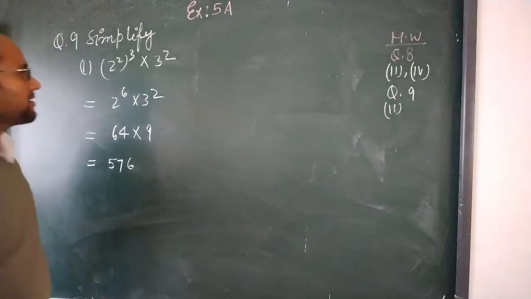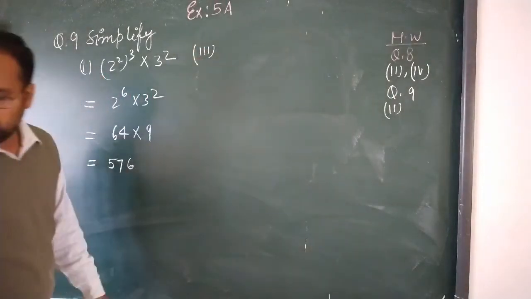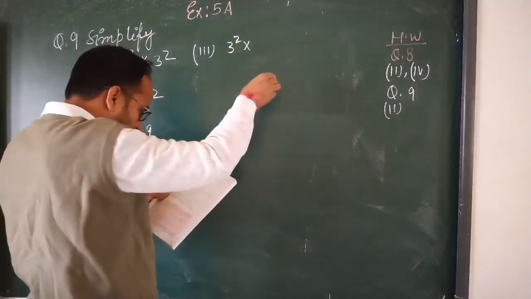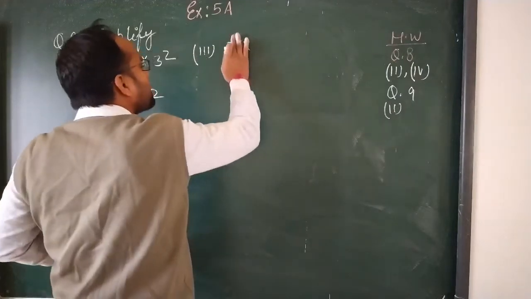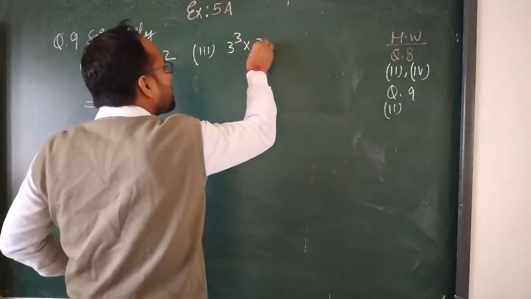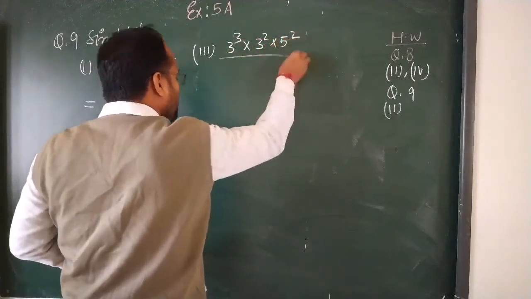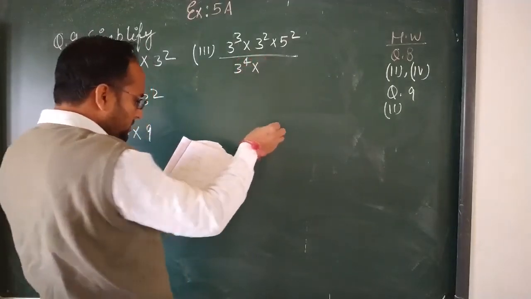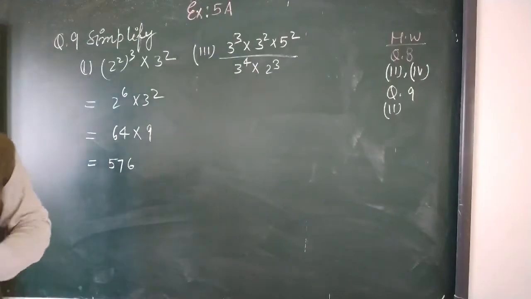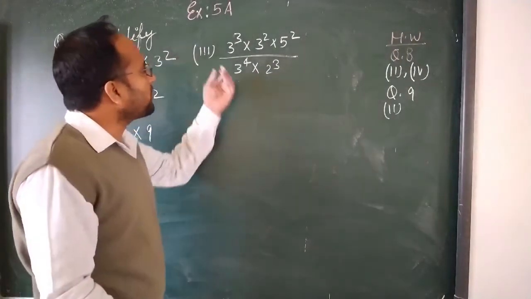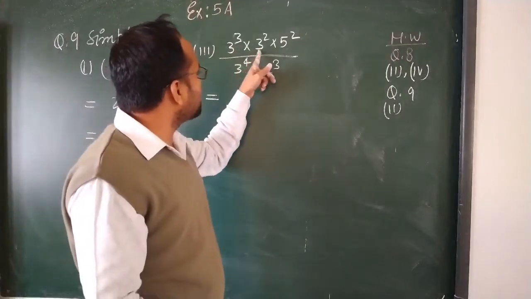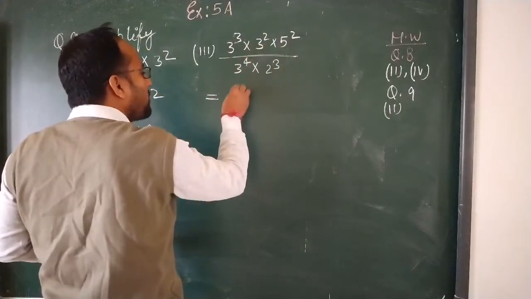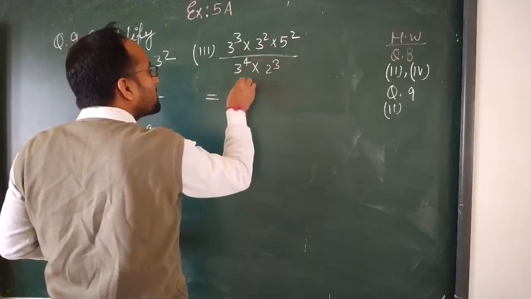See this question number 3. Third is a good question. See this third one: 3 to the power 2 multiply by 3 to the power 3 multiply by 3 to the power 2 multiply by 5 to the power 2 upon 3 to the power 4 multiply by 2 to the power 3. Okay, students. So in that, if you want, you can simply write 3 into 3 into 3 three times and 3 into 3 two times. But here you see this one. The bases are equal, then you will add the powers, so you will get this 3 to the power 5.